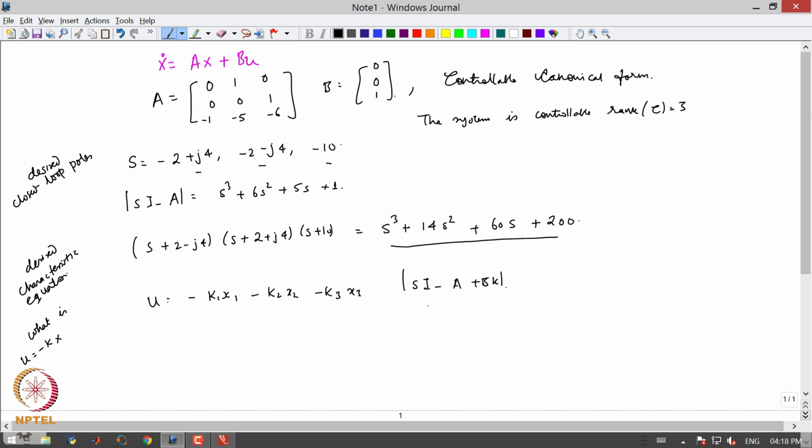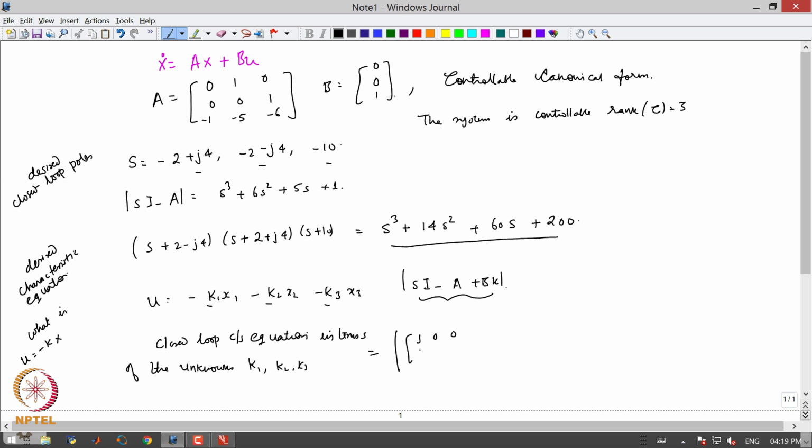Okay. Now, if I compute this in terms of these unknowns k1, k2 and k3, it turns out that the closed loop characteristic equation in terms of the unknowns k1, k2, k3 is, I am just looking at the determinant of this.